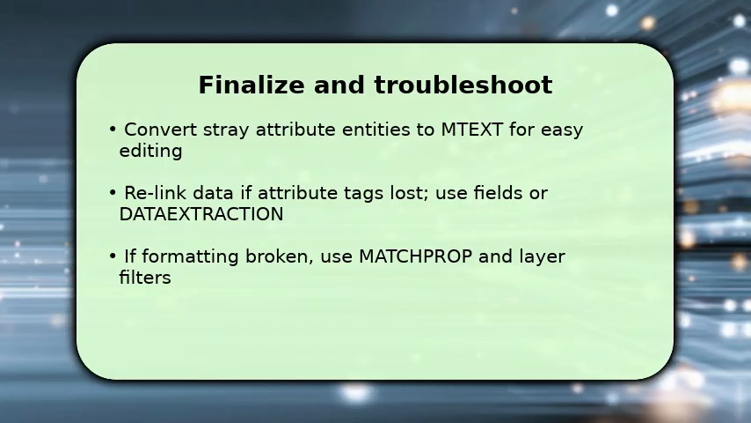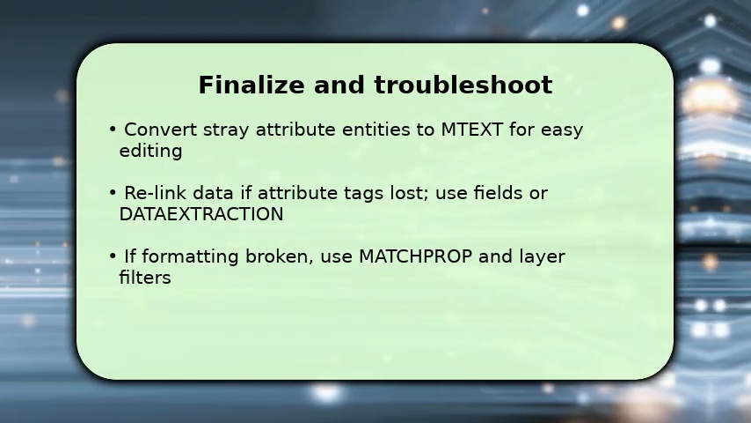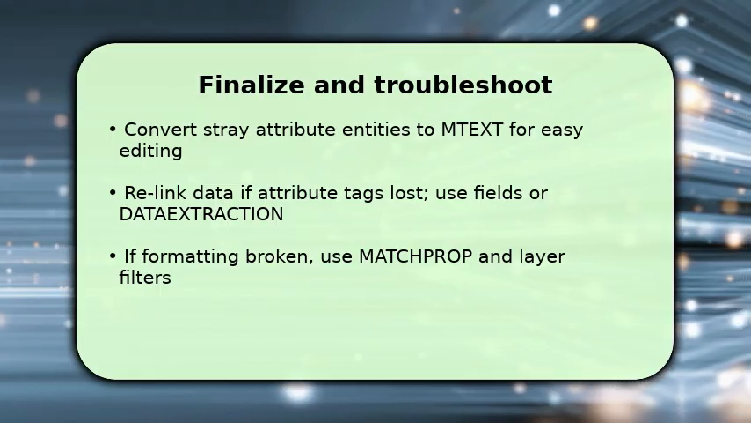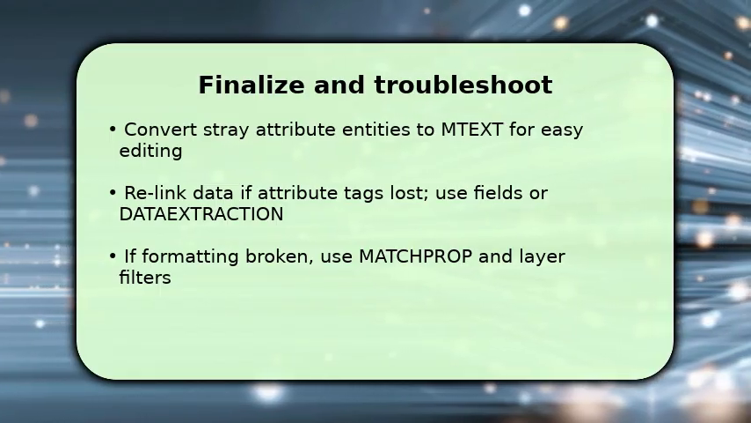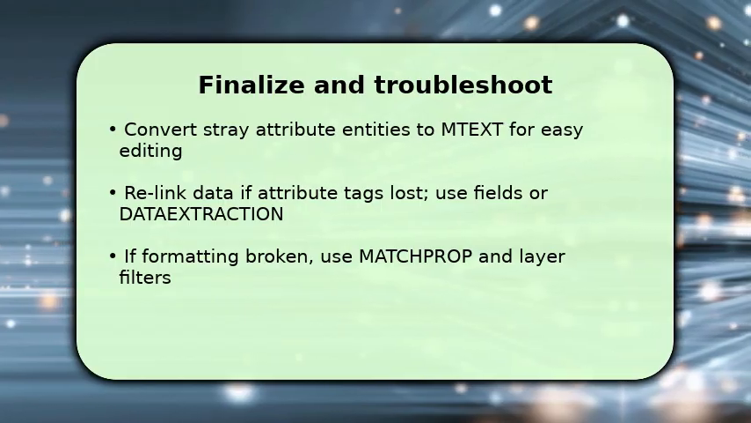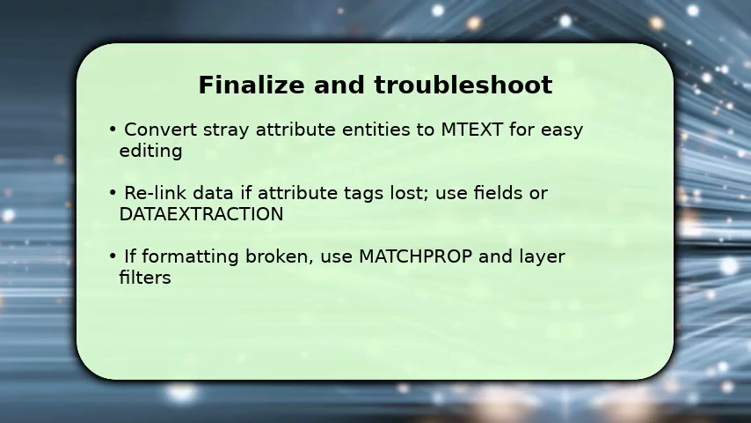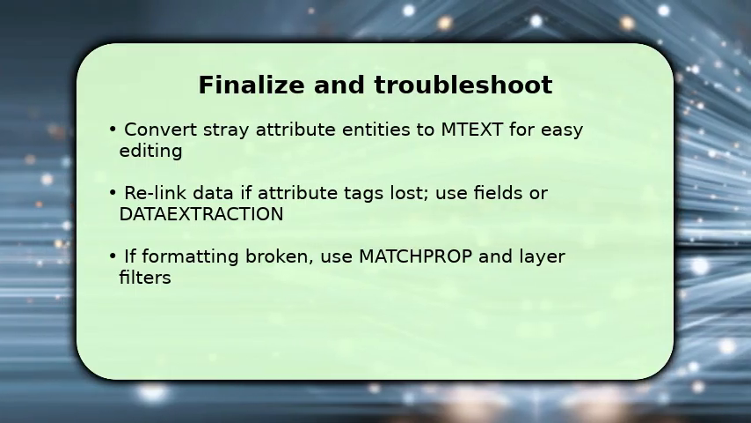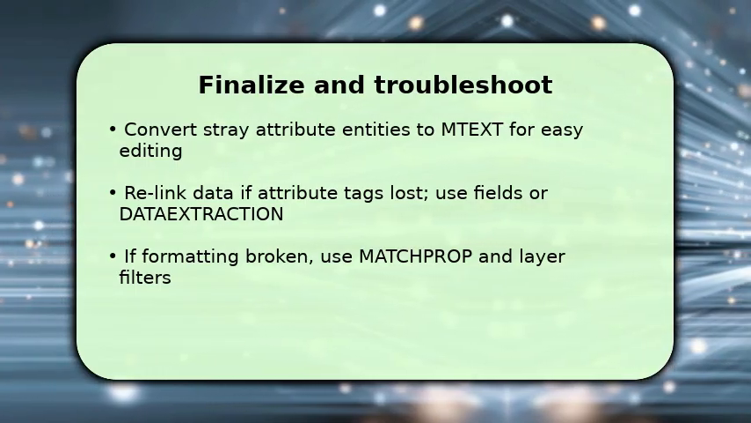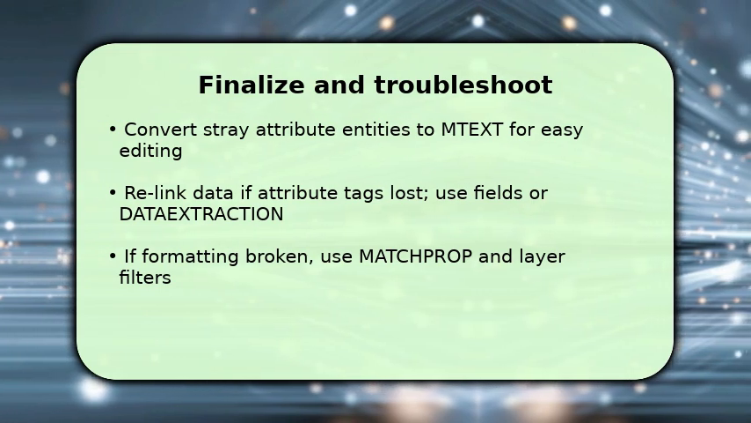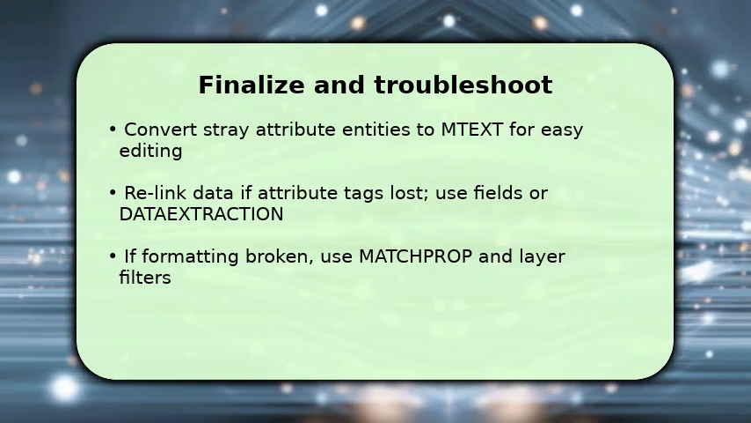If attribute tags or links were lost, recreate them or use data extraction to reassociate values, because preserving semantic data matters for schedules. If text style, size, or layer assignment is wrong, use matchprop, setbylayer, and layer filters to restore consistency. If something goes wrong, revert to the backup and repeat the controlled extraction steps.